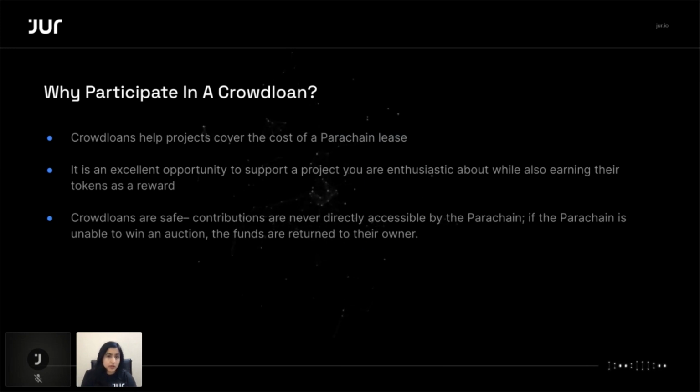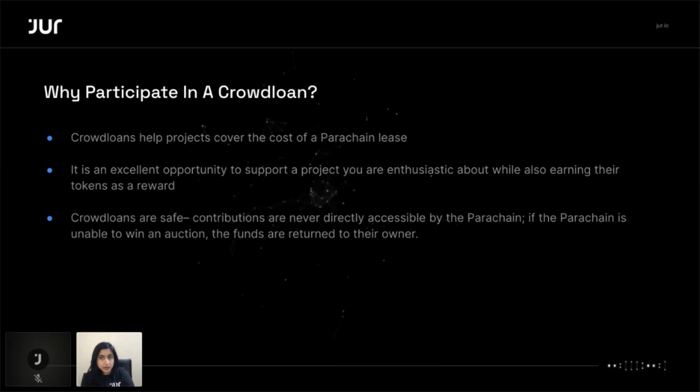Why should anybody participate in a crowd loan? The top reason is, of course, that crowd loans help cover the cost of the parachain lease, and it is an excellent opportunity to support any project that you're enthusiastic about, and it also gives you an opportunity to earn their reward tokens while showing your support. And thirdly, crowd loans are extremely safe. Why? Because these funds are never managed by the project itself. They're managed by Polkadot and the code that runs on Polkadot.